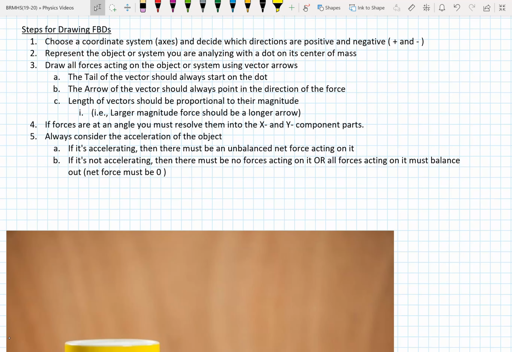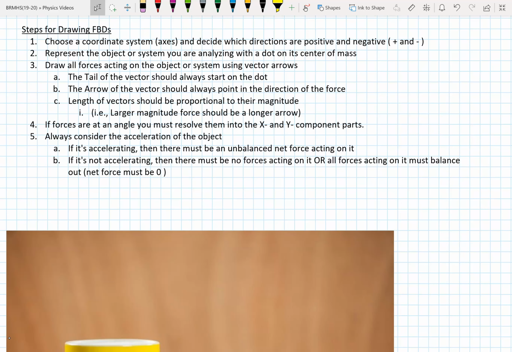Always consider the acceleration of the object. If it's accelerating, its state of motion is changing. Its momentum is undergoing a change. If it's accelerating, then there must be some unbalanced net force acting on it. There must be some unbalanced net force that's causing this change in state of motion.